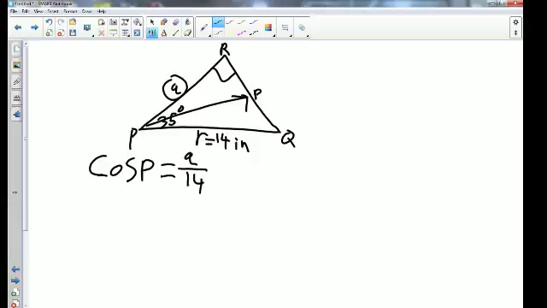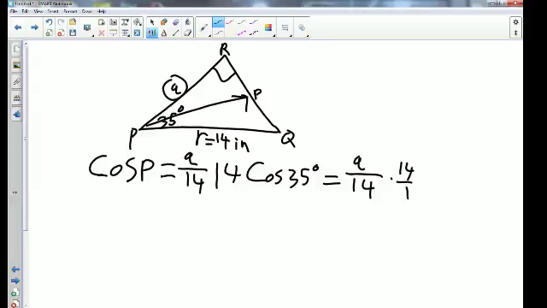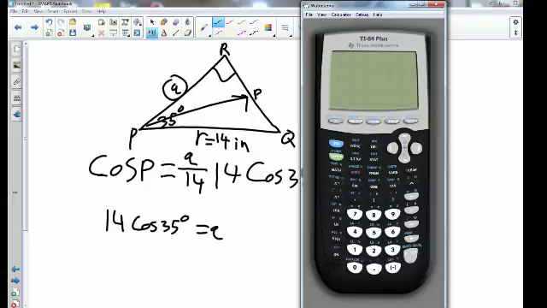So now we know what equation we're using. We know that angle P is equal to 35 degrees, so cosine of 35 equals Q over 14. Now you want to get Q by itself, so you multiply both sides by 14. This gives you the equation 14 cosine of 35 degrees equals side length Q. And now you're going to pull up your calculator.